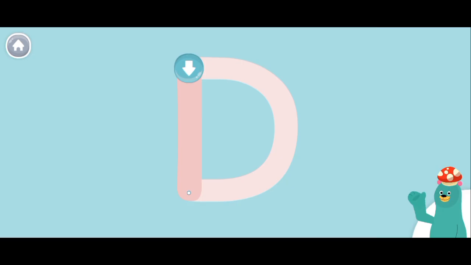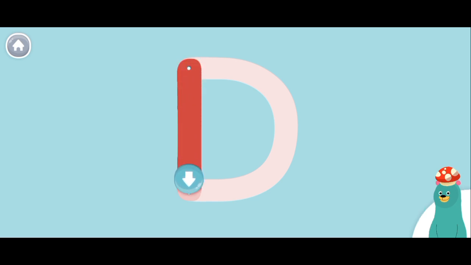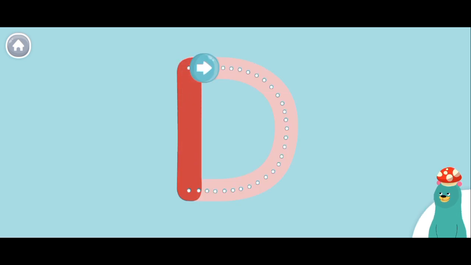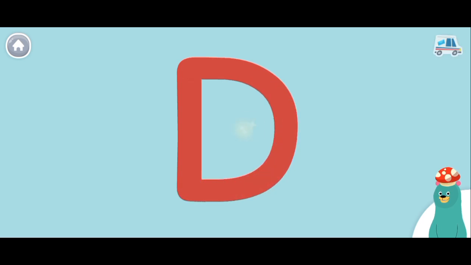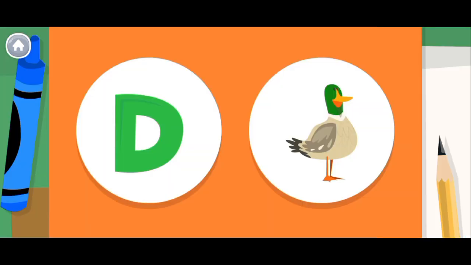Next is D. D says D. Can you say it with me? D. Let's trace the letter D. Good job. D is for duck. The sound is D. D for duck.